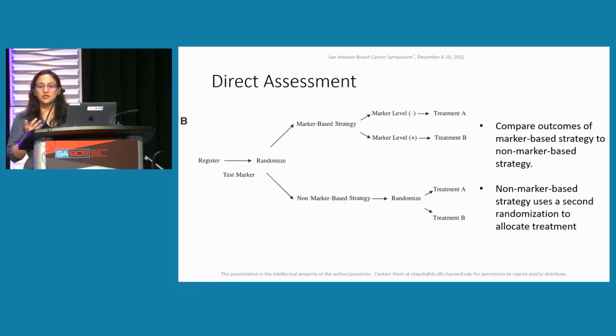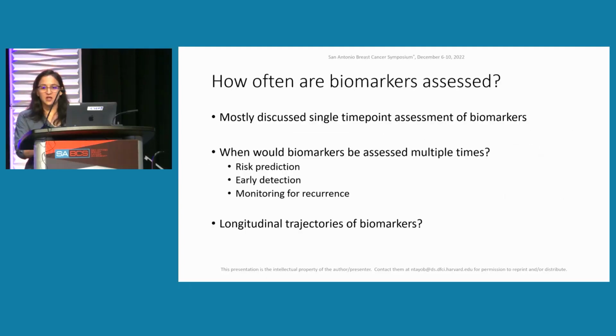So essentially here, we're comparing outcomes in the marker-based strategy to the non-marker-based strategy. And we are then identifying whether a random allocation of treatment or marker-based decision making will give us better outcomes.